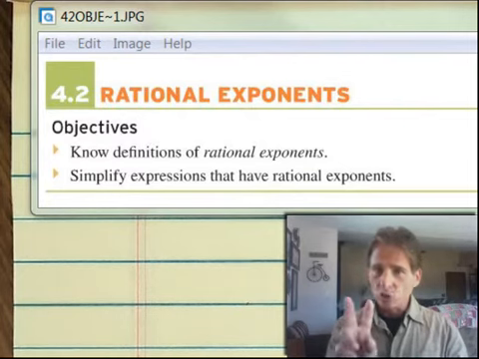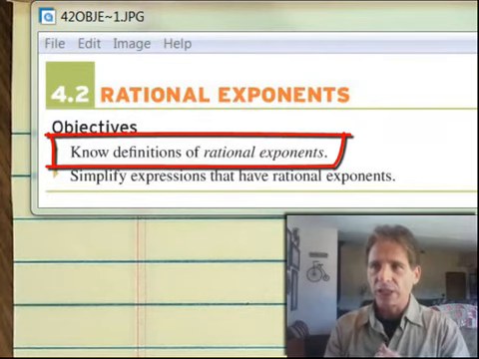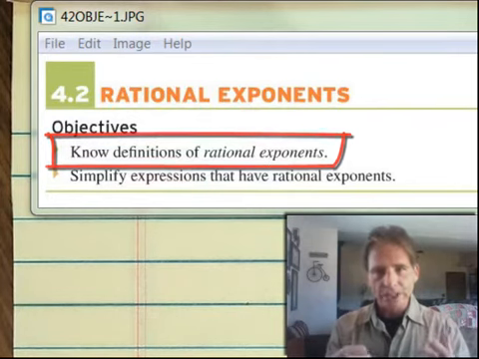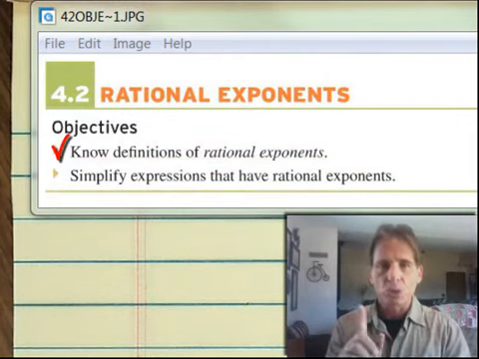You can see there's only two objectives in this section. Number one is know the definition of rational exponents, and then once we know that definition, we'll want to be able to simplify expressions that have rational exponents. Let's start with number one.